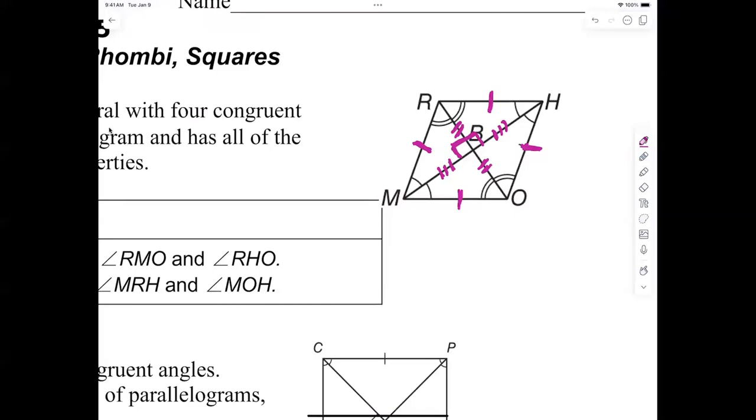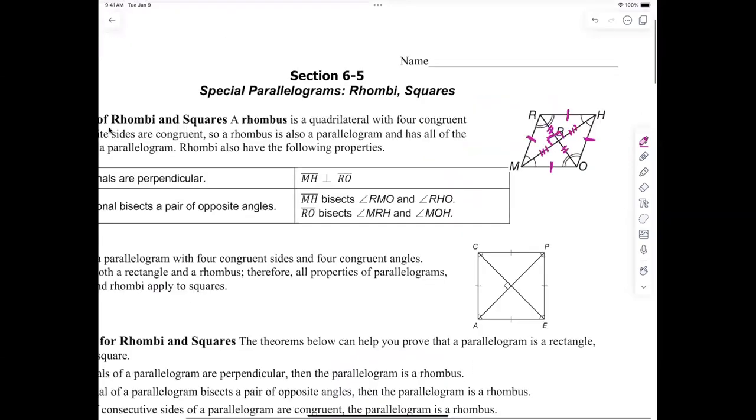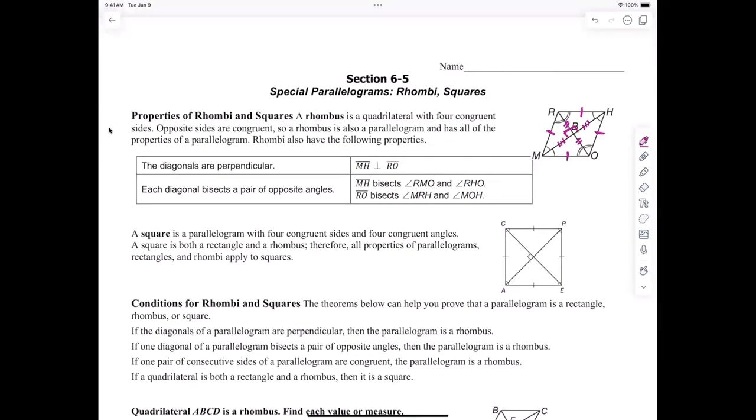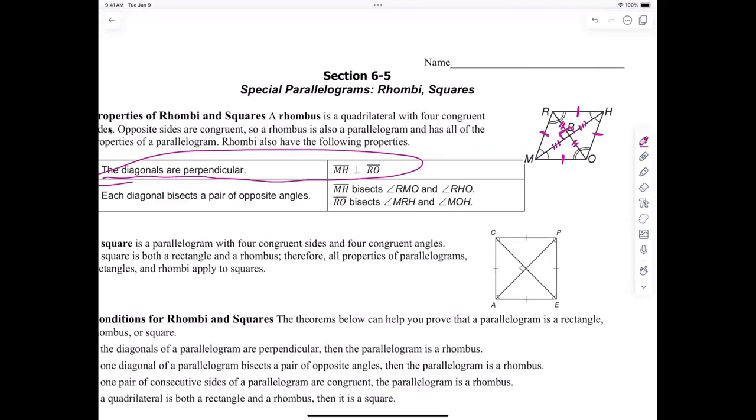All right. I drew a rhombus, drew the diagonals, and then made a revelation that all four of those triangles are congruent. So now I know that the diagonals of a rhombus are what to each other? Perpendicular to each other. Thank you. And that's what they're trying to tell you up here. The diagonals are perpendicular.